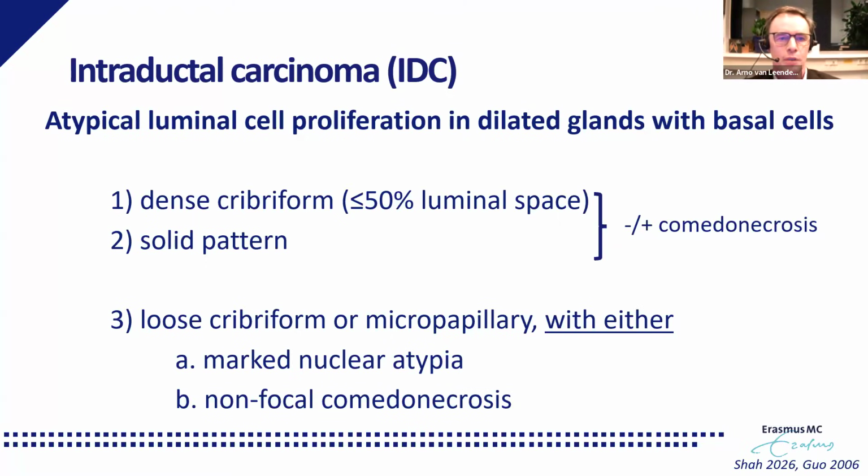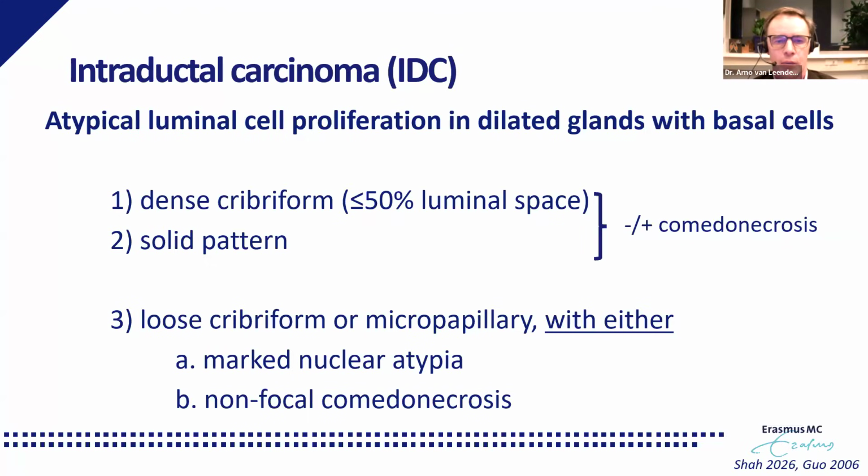Most of the intraductal carcinoma will be of the dense cribriform pattern. So you will have more epithelial atypical cells than luminal space. You can also have the solid pattern, and both can go together with comedonecrosis. So actually most of the comedonecrosis we will see in prostate cancer will be present within IDC and much less in invasive cancer. So that's by far the most common type of intraductal carcinoma.